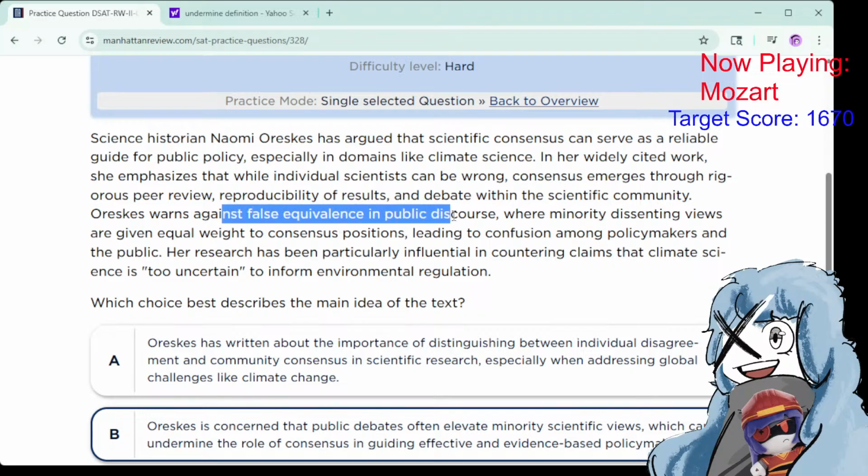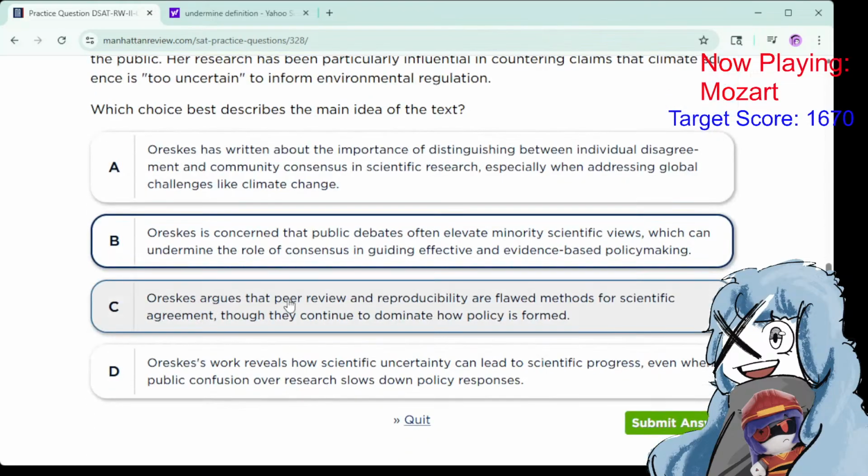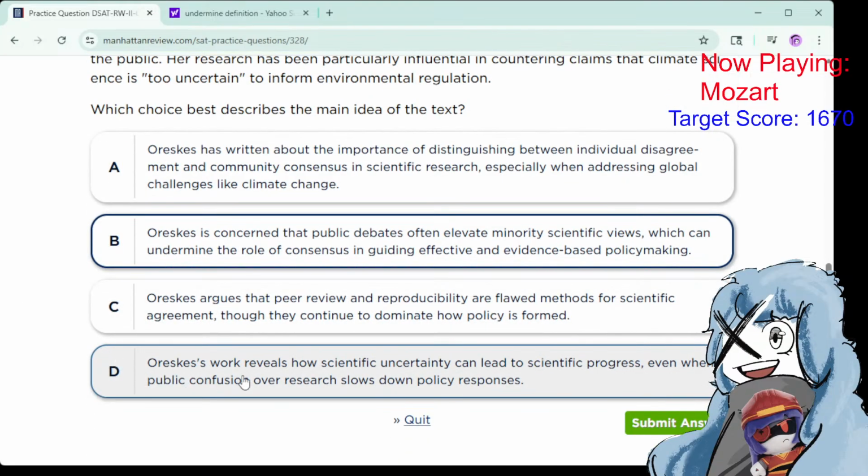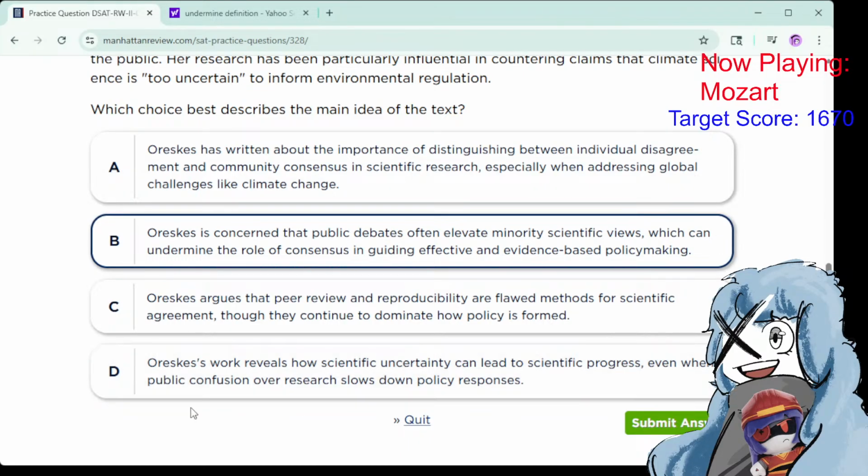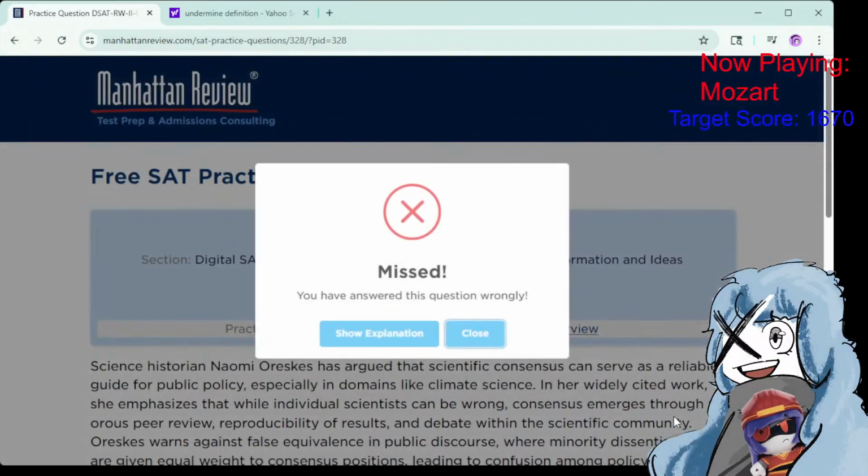In public discourse where minority dissenting views be, which argues that peer review really are flawed. Arguer reveals how scientific uncertainty can lead to scientific progress, even when confusion over. Or is concerned.